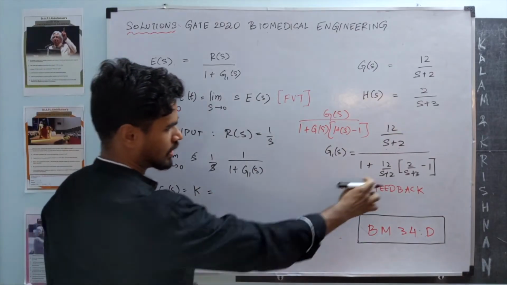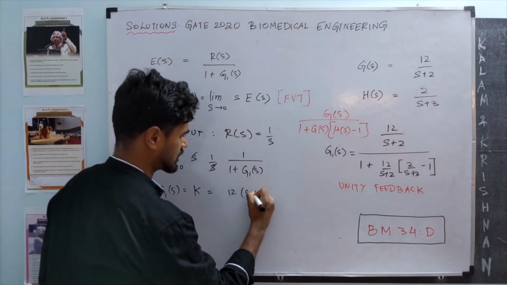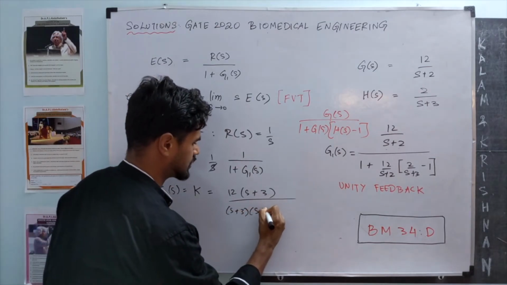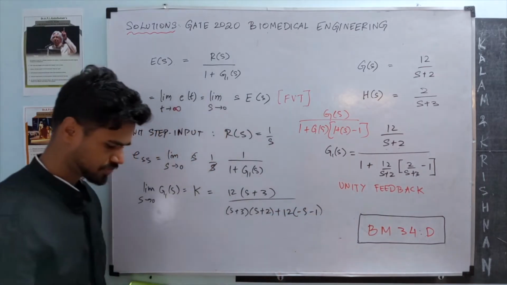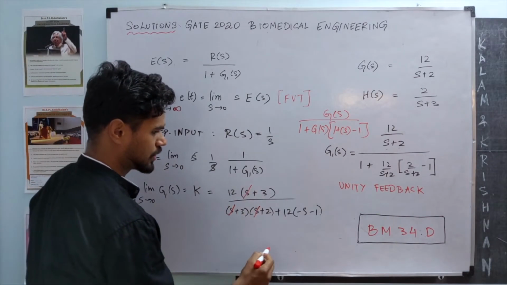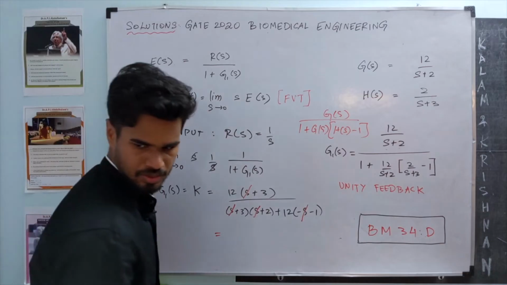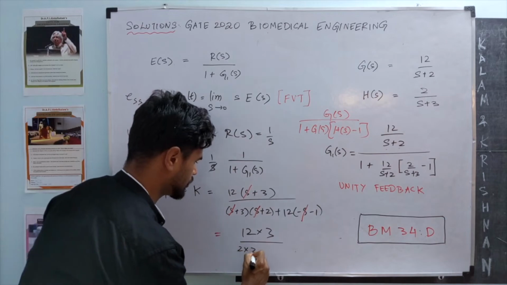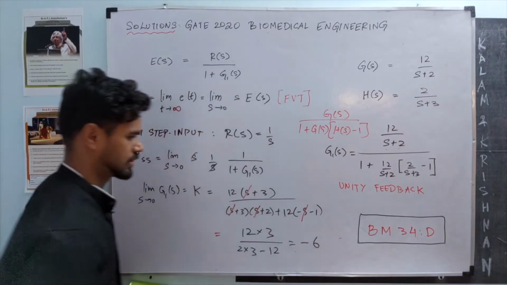You can get G1 of s to be 12 times s plus 3 by s plus 3 into s plus 2 plus 12 times minus s minus 1. When you plug s tends to 0, these terms go to 0. So this term becomes 12 times 3 by 2 into 3 minus 12. Okay, so this becomes minus 6.